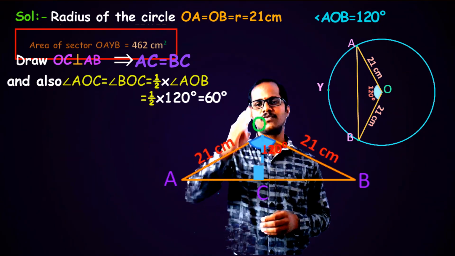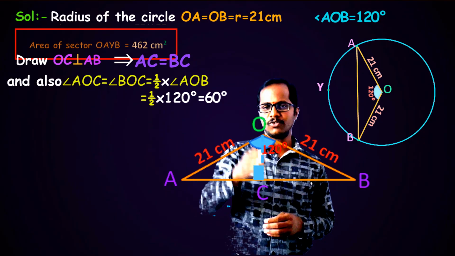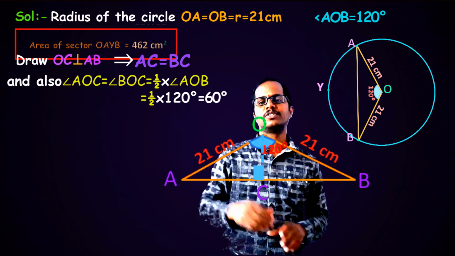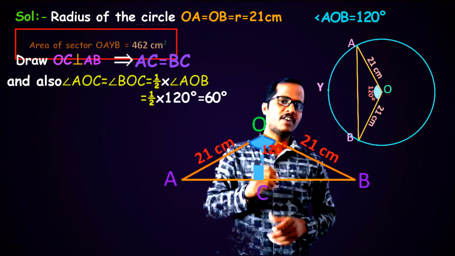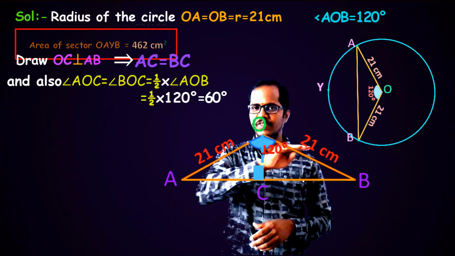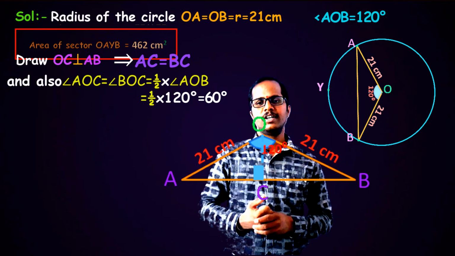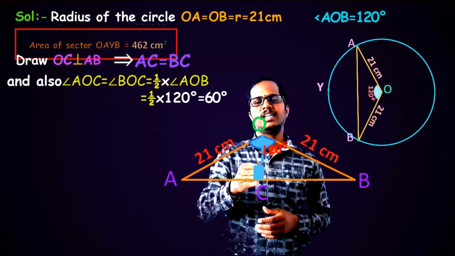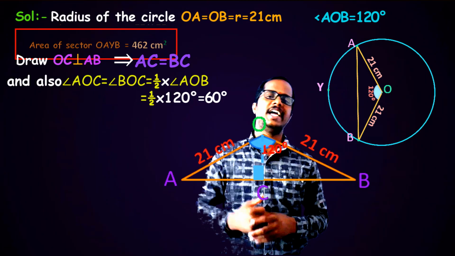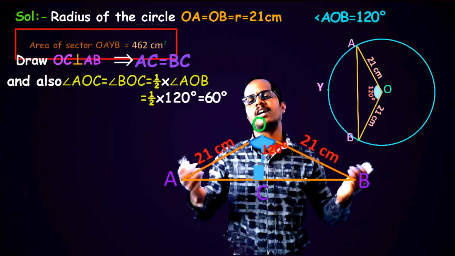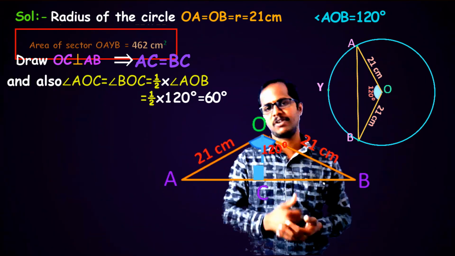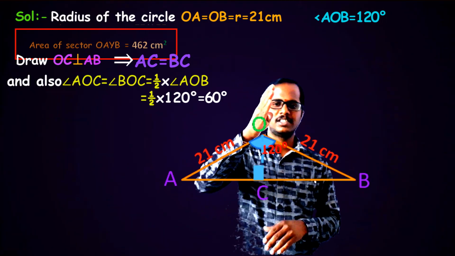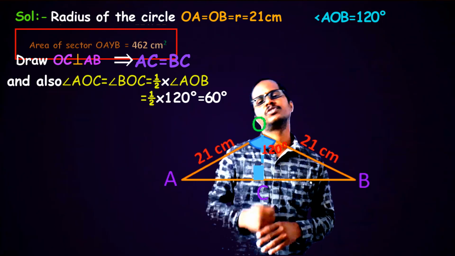Now OC is the height of this triangle OAB. So we need to find the length of OC, and also we need to find the length of AB. So if we find the length of AB and the length of OC, then we will be able to find the area of the triangle OAB, since AB is the base and OC is the corresponding height. So let us first find out the height, that is the perpendicular line OC.